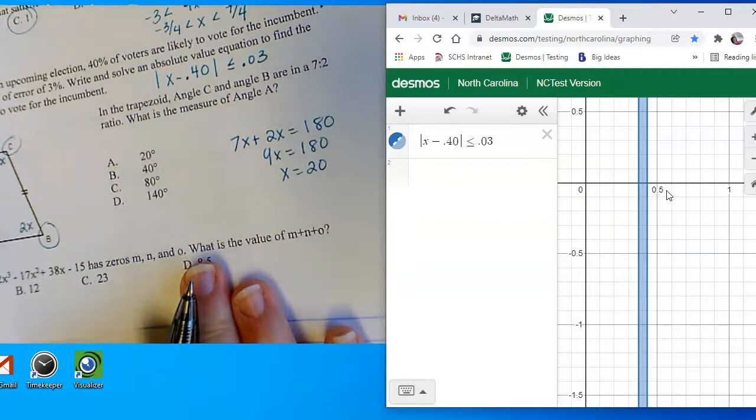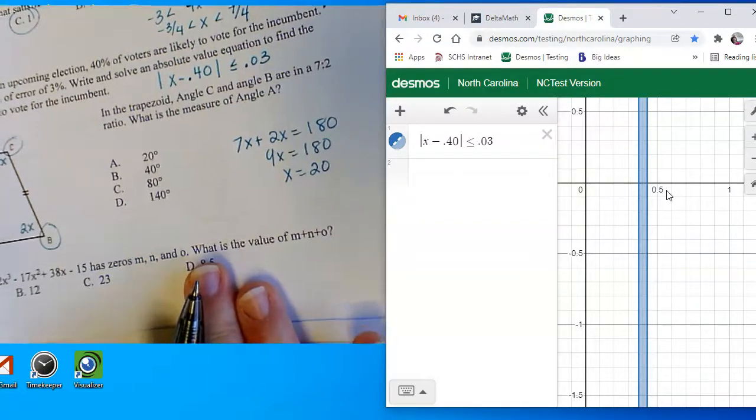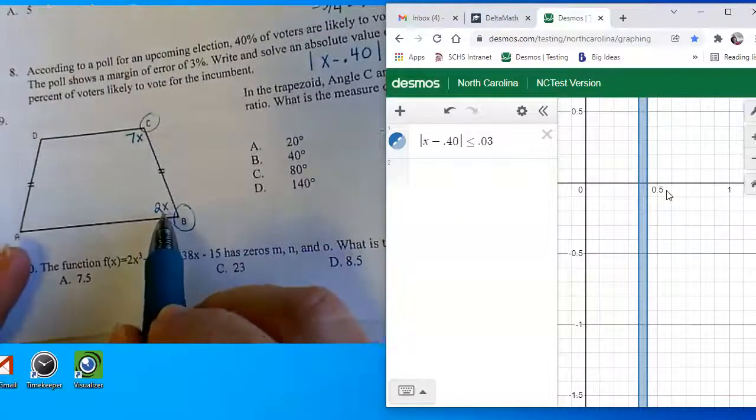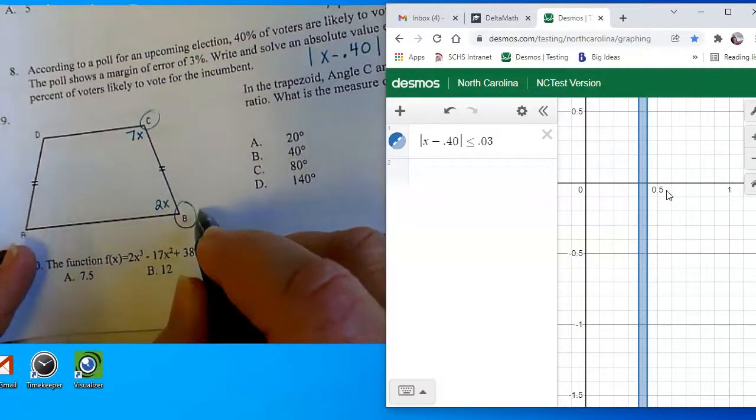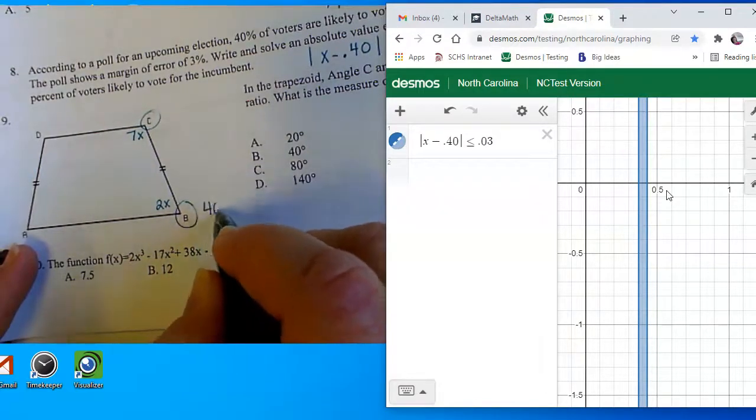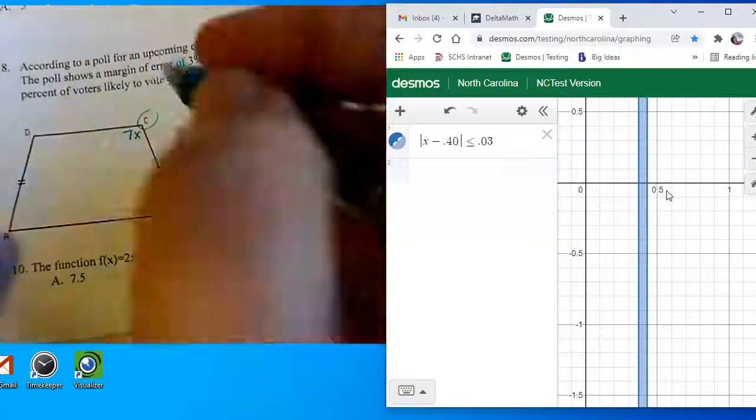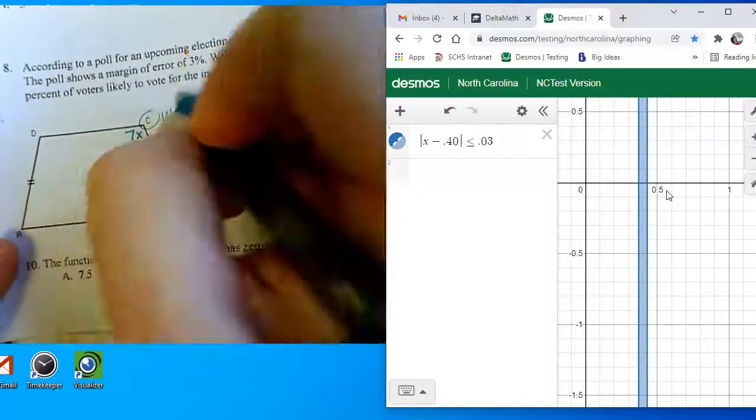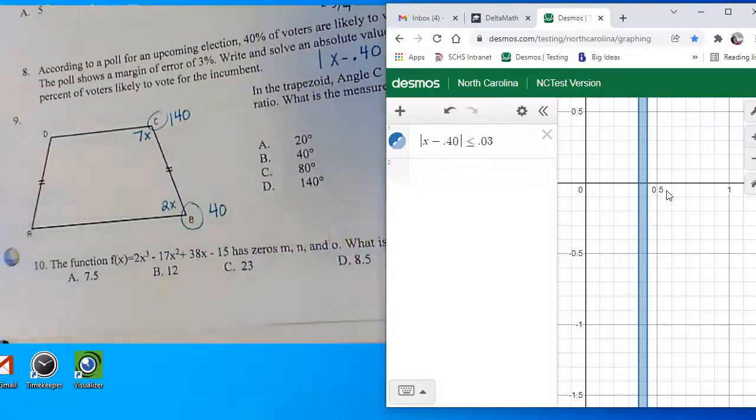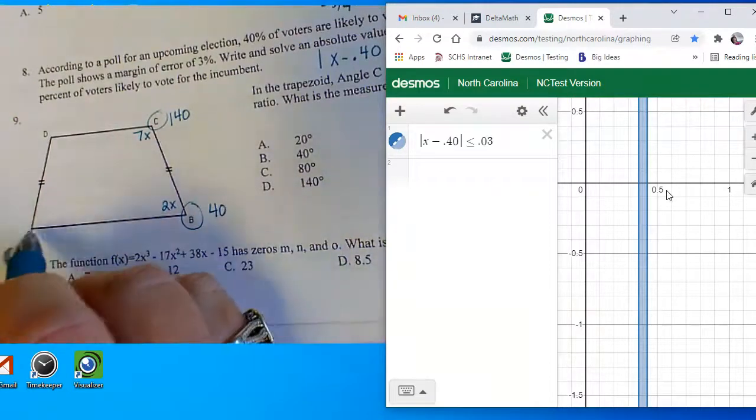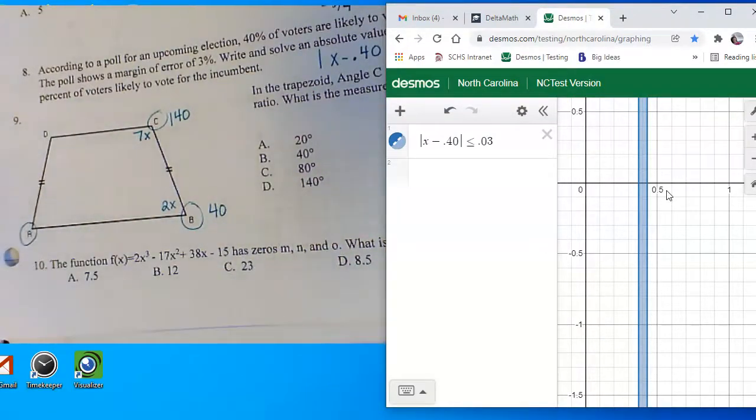20 is not my answer, though. Let's go back to the problem. If x is 20, what's angle B? 40. And what's angle C? 140. Okay, the question asked me, what's the measure of angle A? So I'm really wanting this angle here. And so what would be the answer?